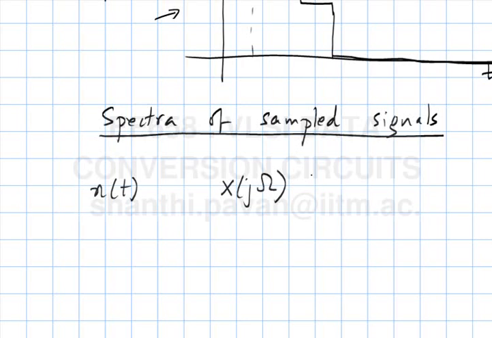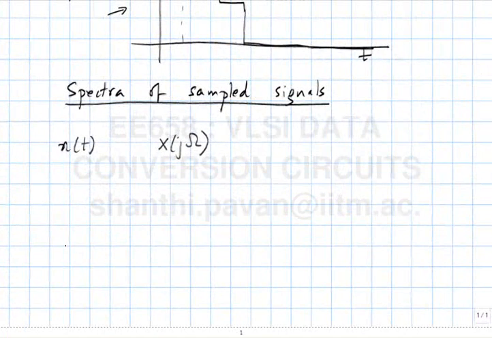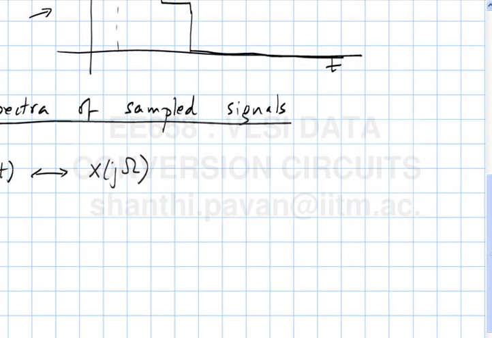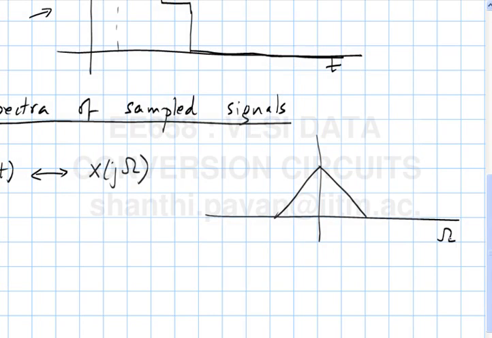This is standard practice in all signal processing textbooks, and we will continue to use the same convention. And x of j omega is basically the usual Fourier transform formula, the integral of x of t e to the minus j omega t dt. So this is the Fourier transform of x of t. And since it's always nice to look at a picture, the spectrum could look like this, for example. I'm just plotting the magnitude.